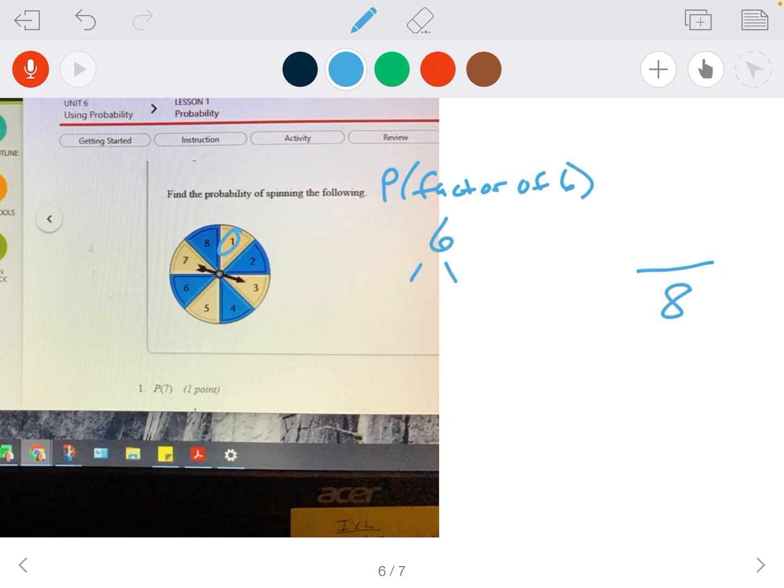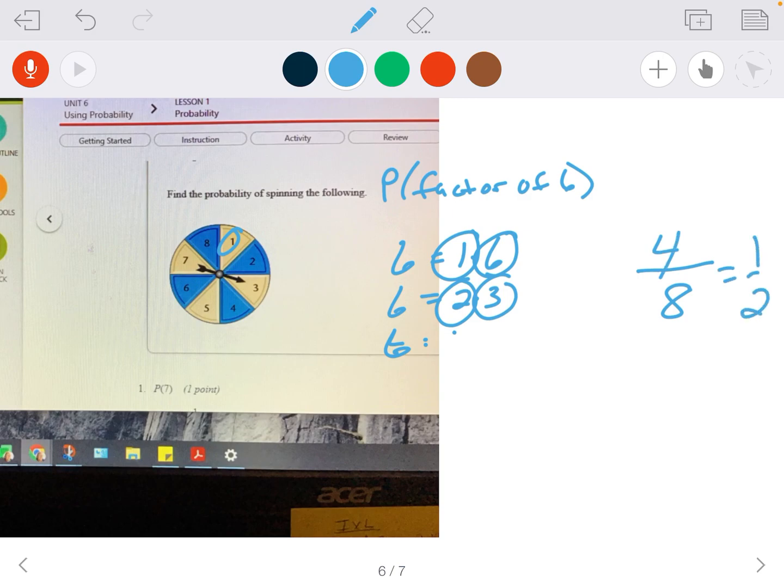So is 1 a factor of 6? Well, let's see. I don't want to do a prime factorization tree. I want to see what factors 6. I could do 1 times 6, that equals 6. I could do 2 times 3, that equals 6. That's about it. So what are the factors? 1 is on there, 2 is on that spinner, 3 is on the spinner, and 6. So 1, 2, 3, and 6 are on the spinner. So how many is that? That's 4, which reduces to 1/2 or 0.5.